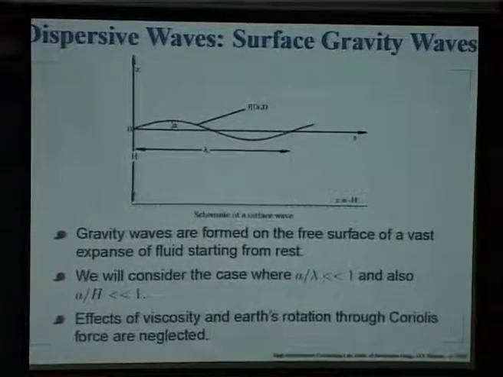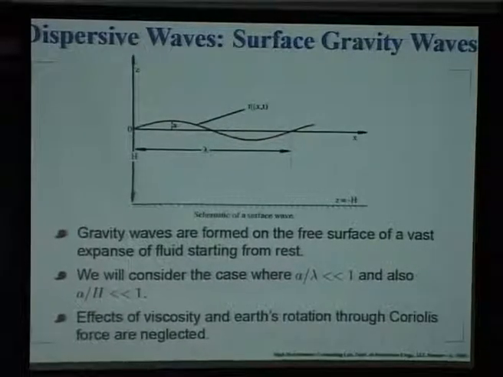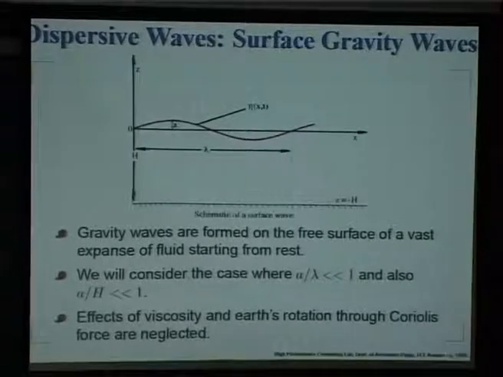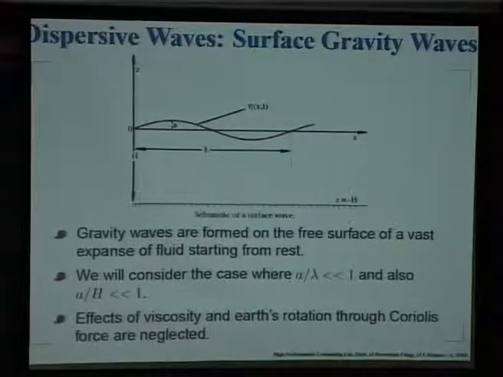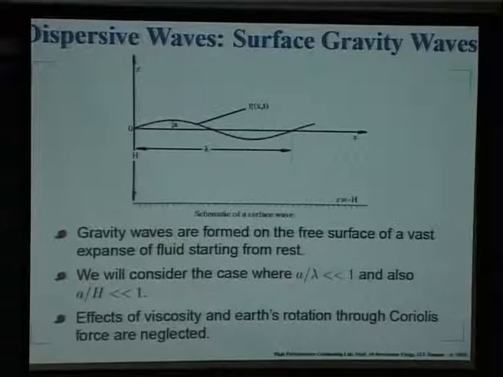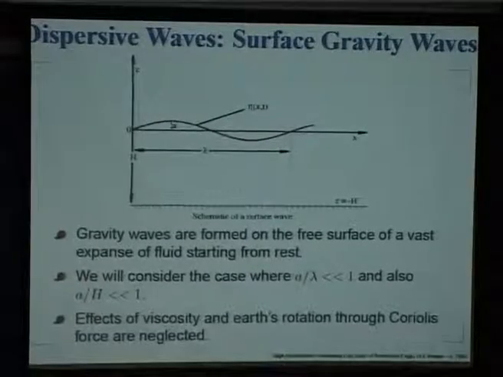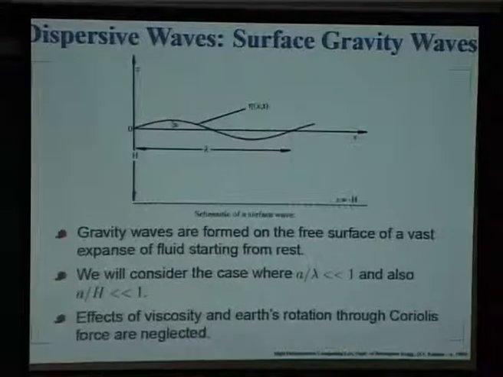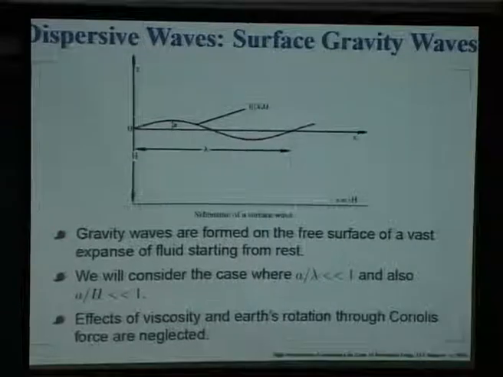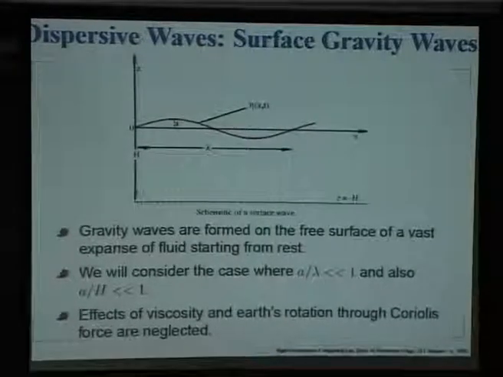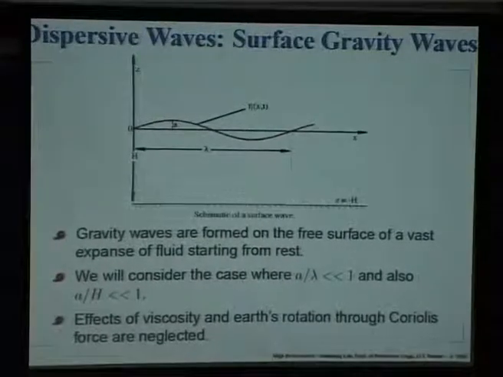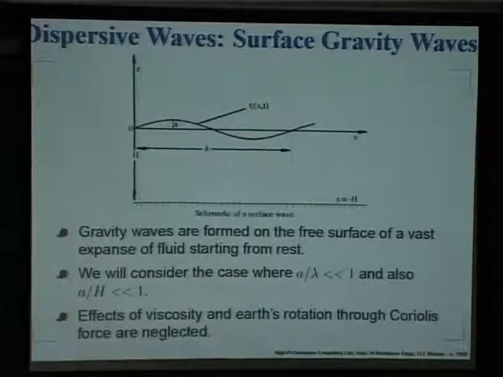To make the mathematics simple, what we would be looking at is really a small amplitude wave. The small amplitude means the slope of the wave is small. That is given by a over lambda. A is the amplitude of the wave. Okay, so that is small, and we would also be talking about amplitudes so small that they are insignificant as compared to the depth of the liquid.